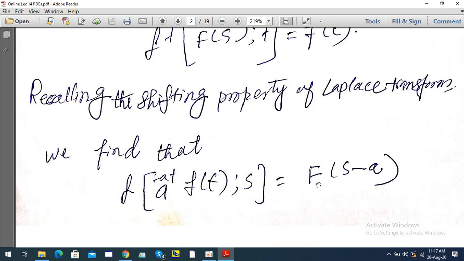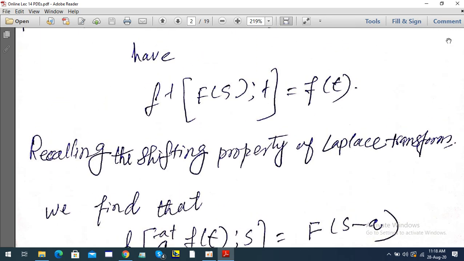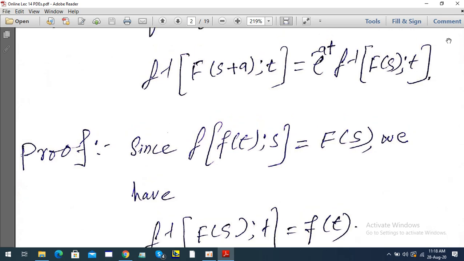Recalling the shifting property of Laplace transform, we find the Laplace of e power minus at f of t. We have already used the shifting property that if the Laplace of f of t is F of s, then the Laplace of e power minus at f of t will be F of s minus a. Okay, but this should be plus. If you have this minus at, then it should be plus.